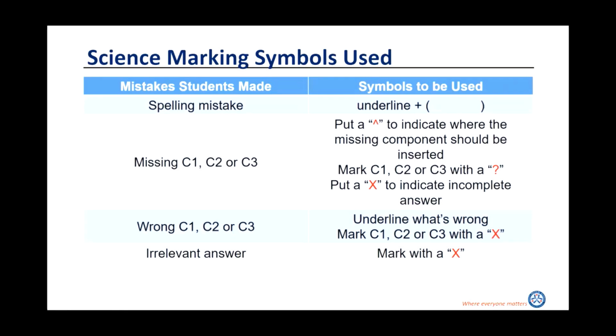These are the marking symbols used in science. For spelling mistakes, the teacher will underline the word and put a bracket. For missing C1, C2, or C3, the teacher will put a caret to indicate where the missing component should be inserted. The teacher will then mark C1, C2, or C3 with a question mark and a cross at the end to indicate an incomplete answer. For wrong C1, C2, or C3, the teacher will underline what is wrong and mark C1, C2, or C3 with a cross. And lastly, for an irrelevant answer, the teacher will mark the entire answer with a cross.